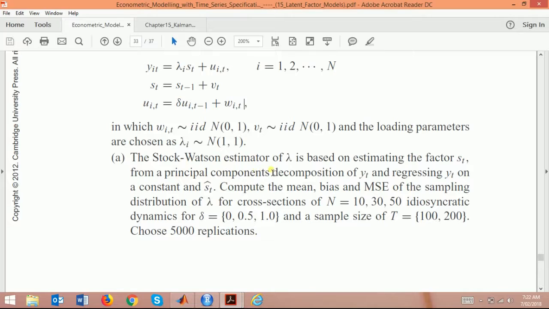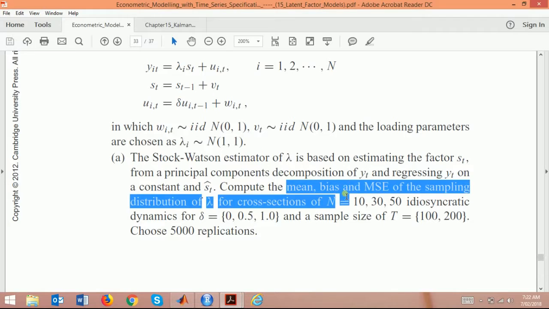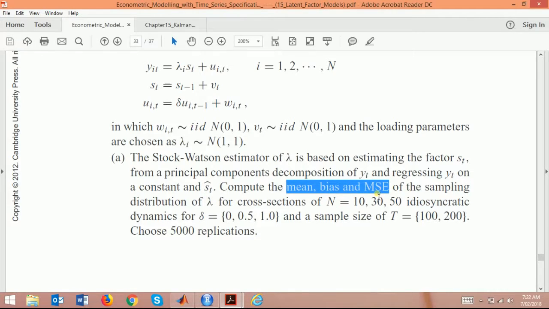So we want to estimate the Stock-Watson estimator of lambda, which is based on estimating the factor S from a principal component decomposition of y, just like before, and regressing y on a constant and S, just like before. Compute mean, bias, and maximum mean squared error of the sampling distribution, because we want to see in which case mean squared error drops, right?